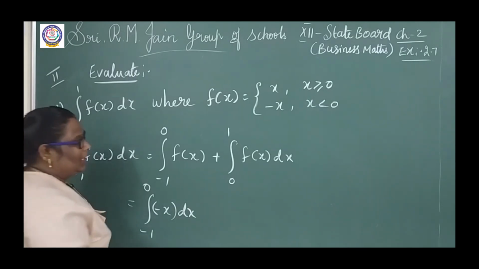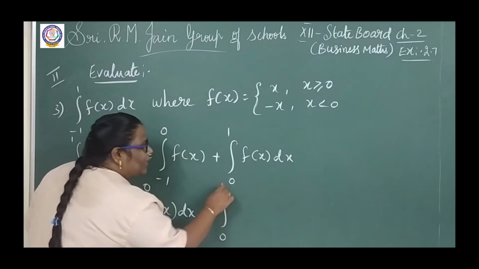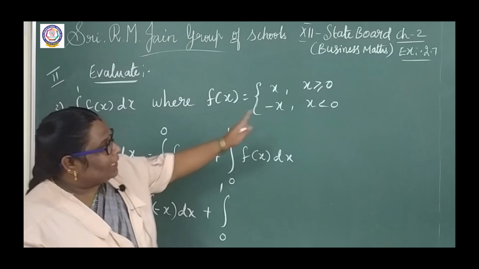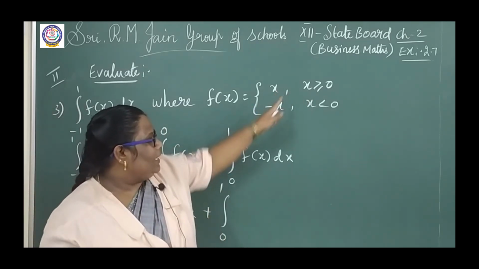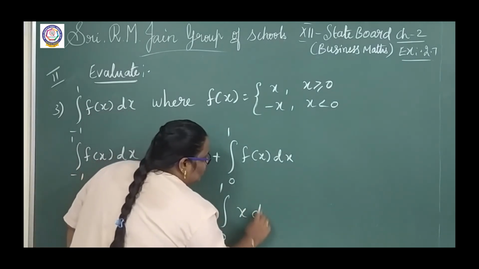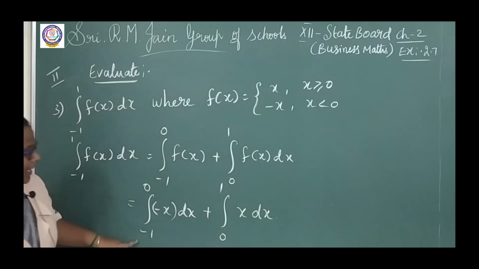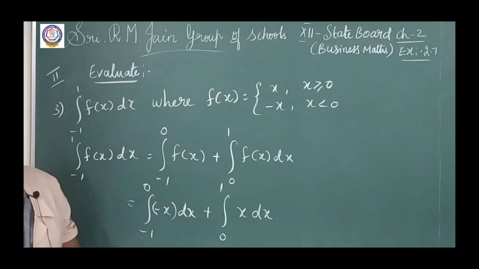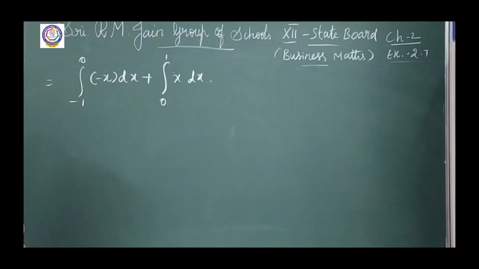plus integral from 0 to 1, that is x greater than 0, so f(x) is x. So, integral from -1 to 0 of -x dx plus integral from 0 to 1 of x dx.